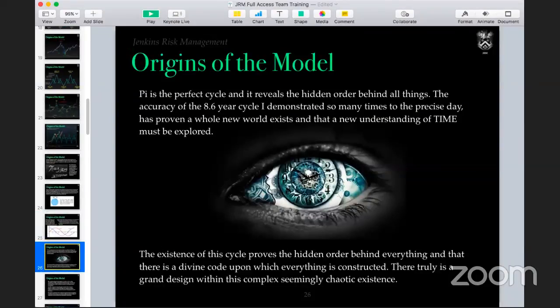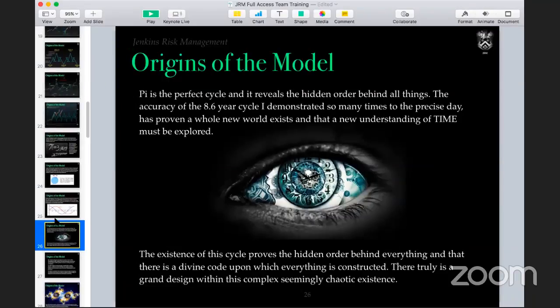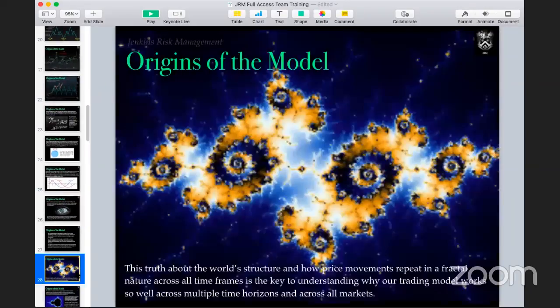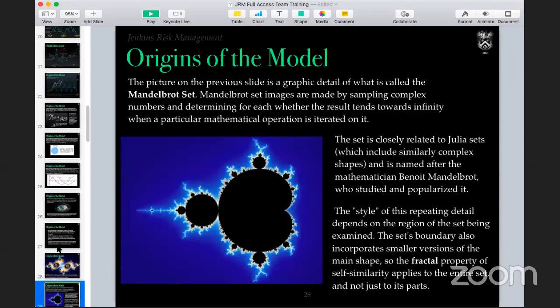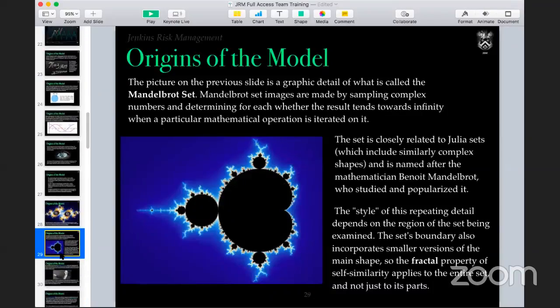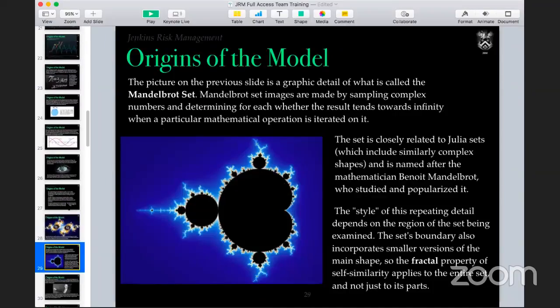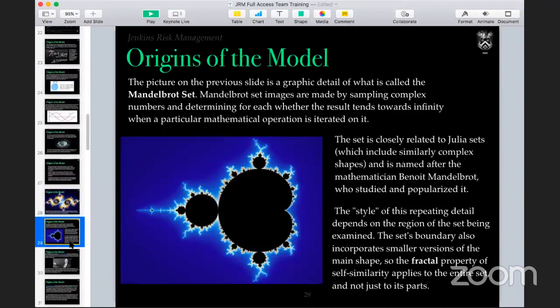So that's what we really focus on at JRM, is understanding that. And then we get into fractals. All this stuff you can learn if you're interested in becoming part of what I call my full access team, or joining the prop team. You get the same training.